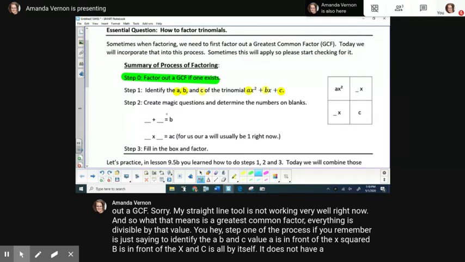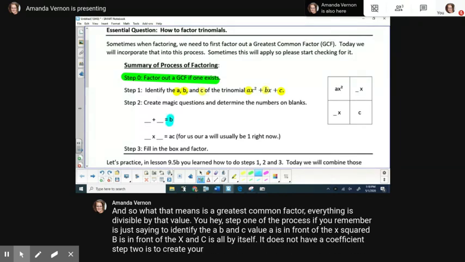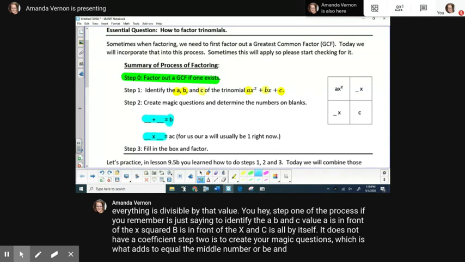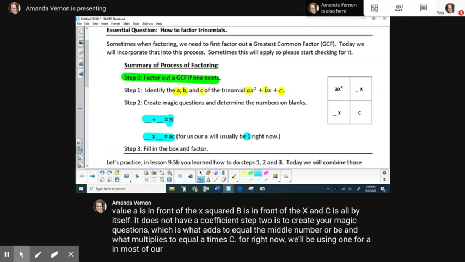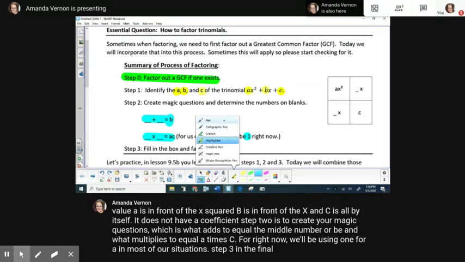Step 2 is to create your magic questions, which is what adds to equal the middle number, or B, and what multiplies to equal A times C. For right now, we'll be using 1 for A in most of our situations. Step 3, and the final step of the process, is to fill in the box and factor.